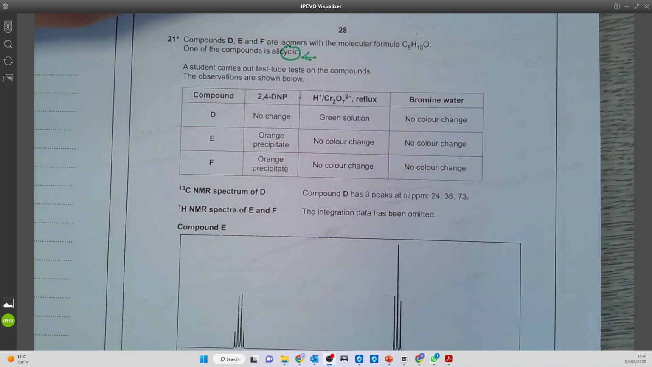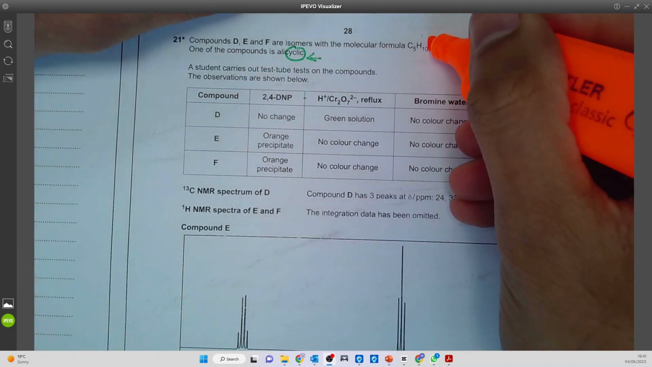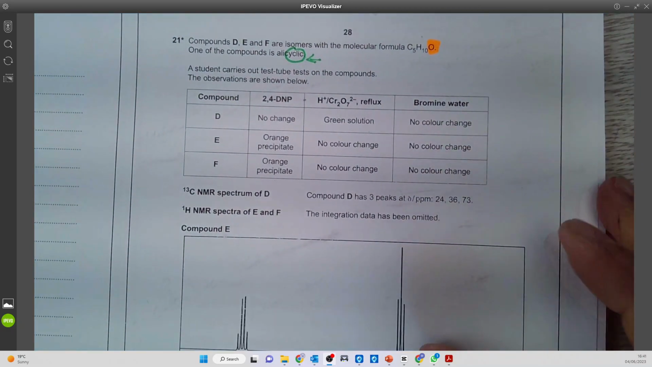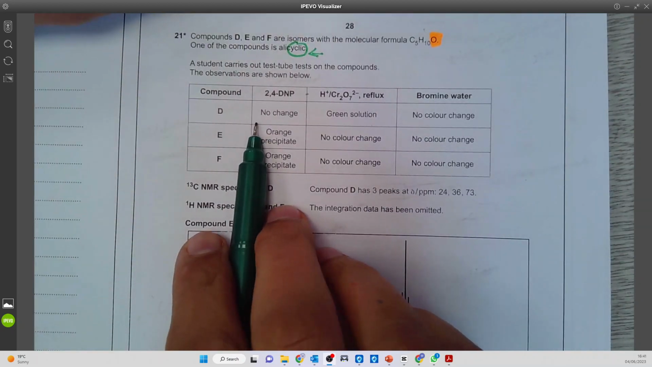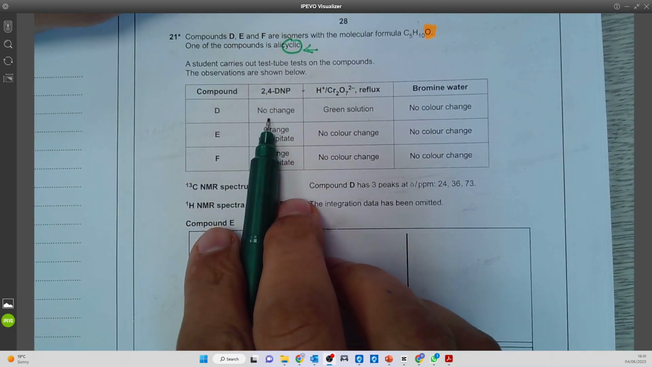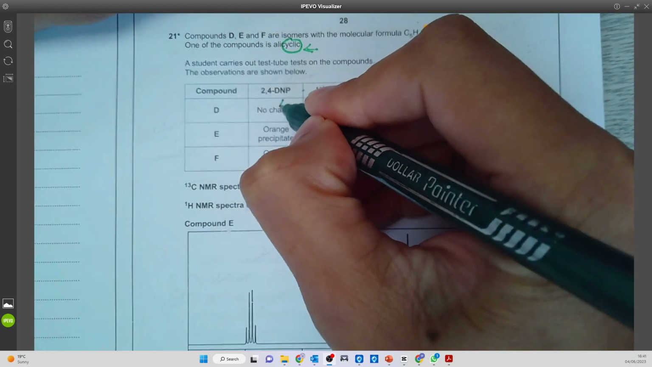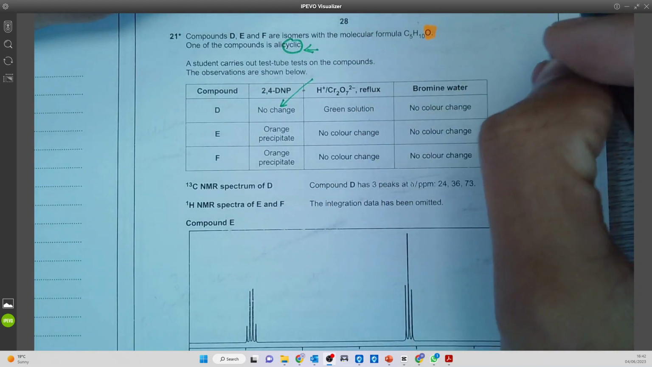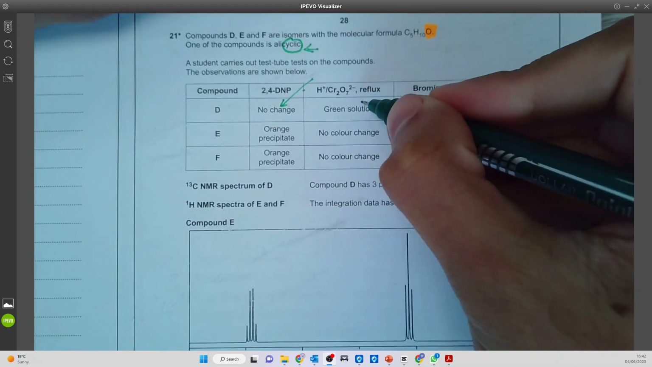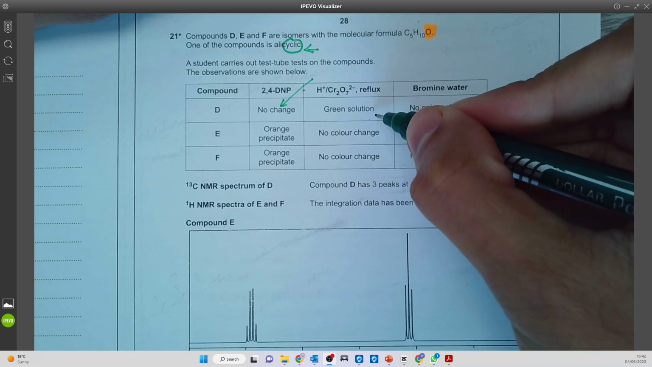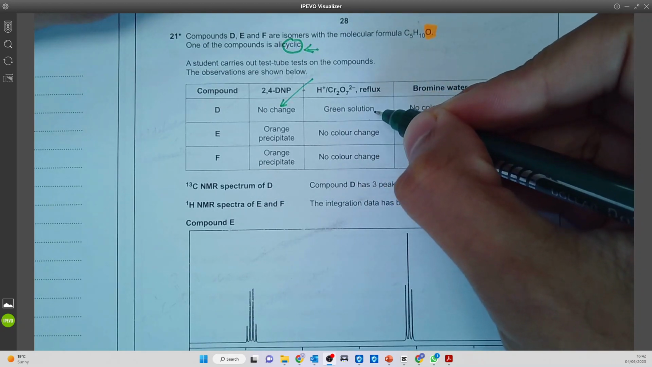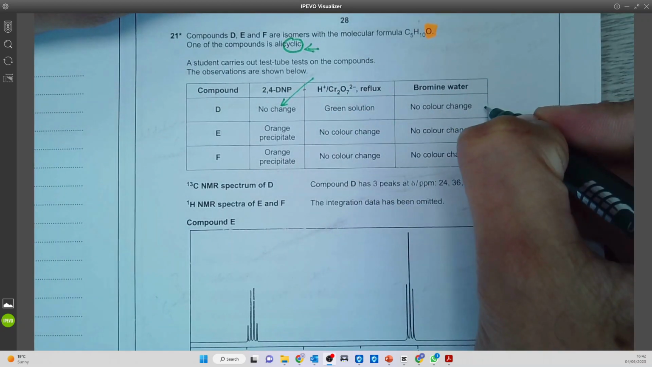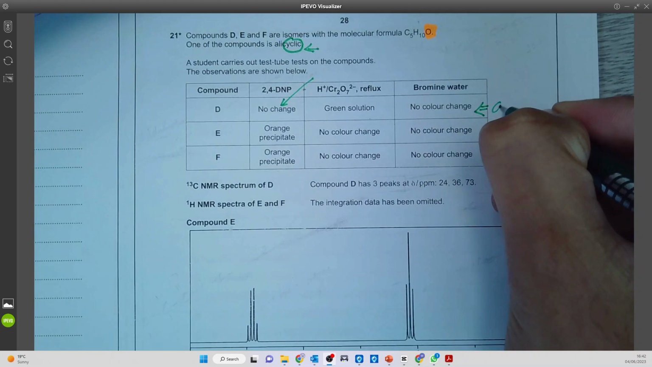I can quickly have a look at the molecular formula, and it shows me that it only has one oxygen. Now when you add 2,4-DNPH, there is no change. What does that confirm? This confirms that it is neither aldehyde nor ketone. Then when you add acidified potassium dichromate, the solution changes, so it can be oxidized. And when you add bromine water, nothing happens. So this confirms it is an alcohol.